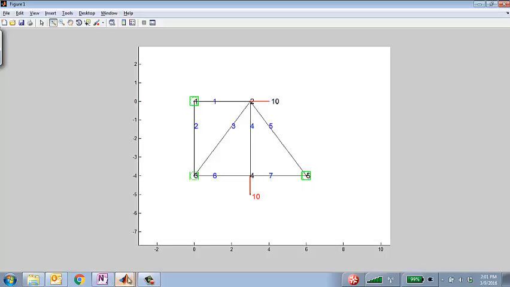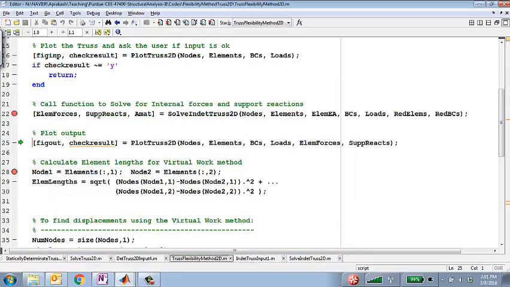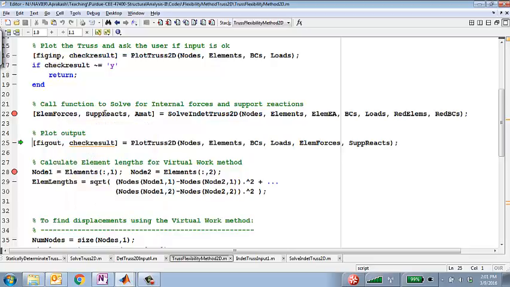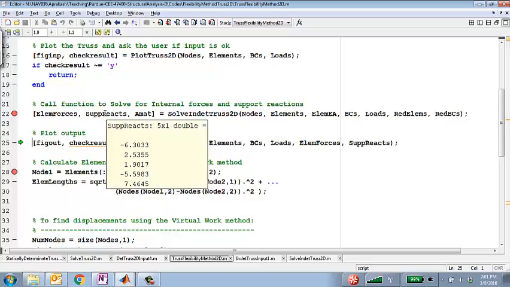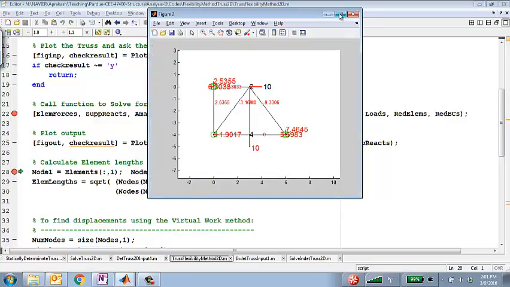Now we'll go to that subroutine. In this one call, I'll just say step 1. And in that one call, it has solved for all the element forces of the indeterminate truss, and the support reactions for the indeterminate truss. Then this one line, plot truss 2D, again plots the results. There are my results.